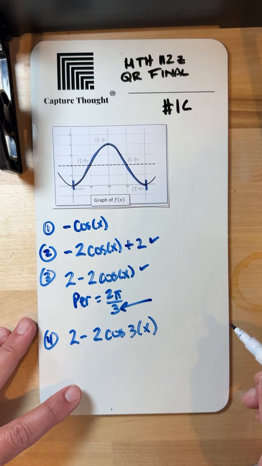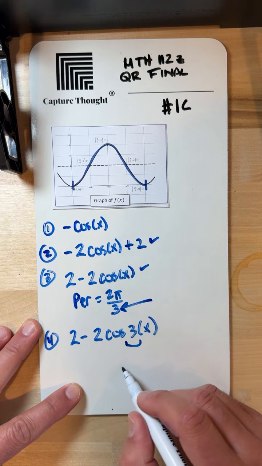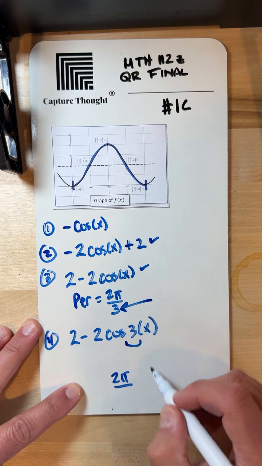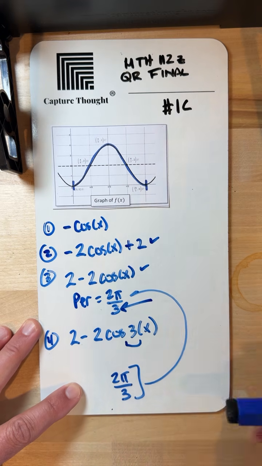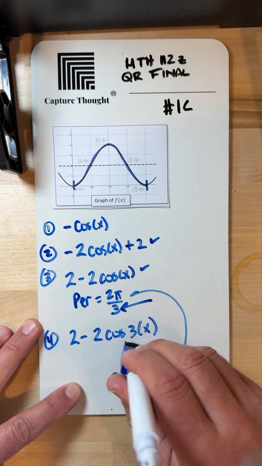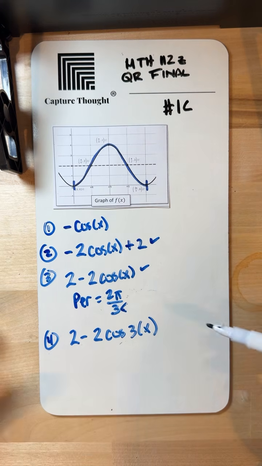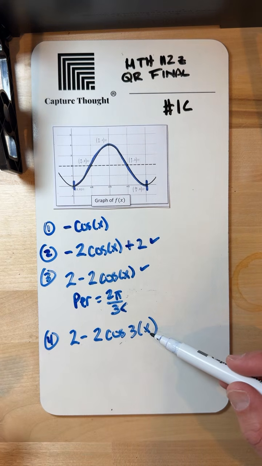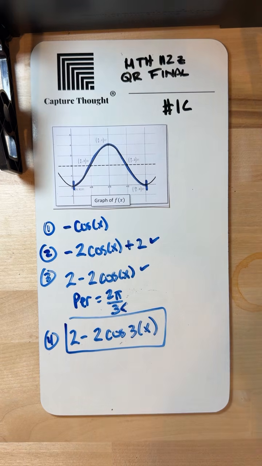So how do I know that it's a 3? Because remember, to find the period of this function, I would take 2 pi and divide it by whatever number is right there, and that exactly is my period. So I know 3 has to be the thing inside the equation. Okay, so that's where that comes from. And then, let's see here, there is no phase shift, so I don't have to worry about that. So therefore, I'm done. There's the answer, 2 minus 2 cosine 3x.